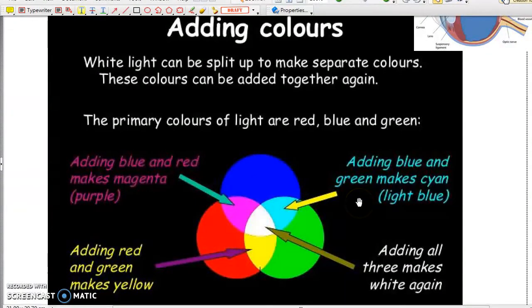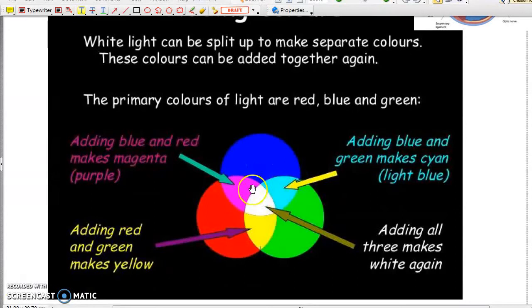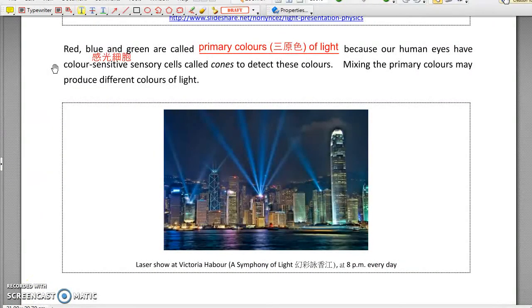Mixed blue and green light will produce cyan, which is light blue. Red and green light mixed produce yellow light. And mixing blue, red, and green light will give white light. These colors of light, namely red, blue, and green, are called primary colors of light because our retina has 3 types of light-sensitive sensory cells called cones to detect these 3 different colors of light respectively.